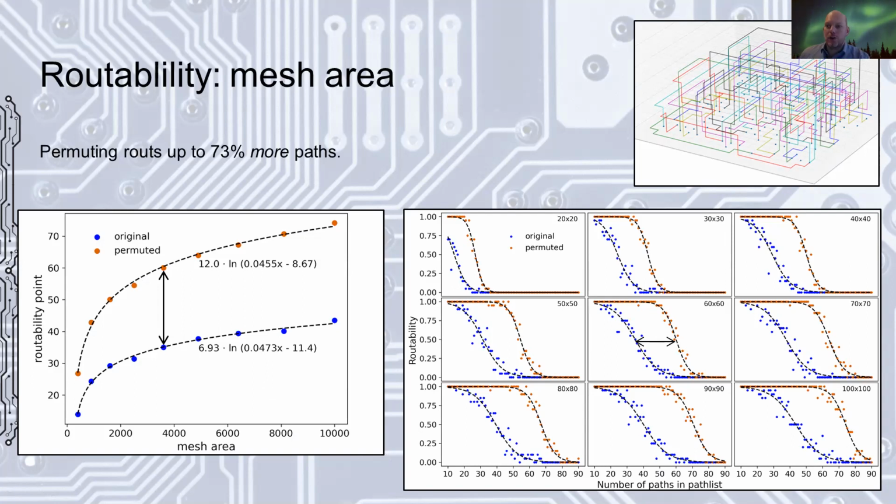So if at some point you have 100 paths which have a 50% routability, if you can change the order of paths 200 times, just make 200 new path lists of the same list, then all of a sudden you can route not 100 paths, but 173 paths. And that's, of course, a huge, huge difference.